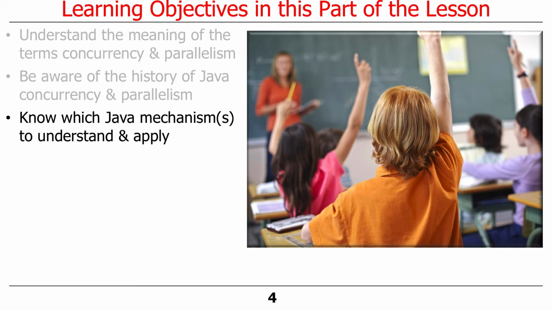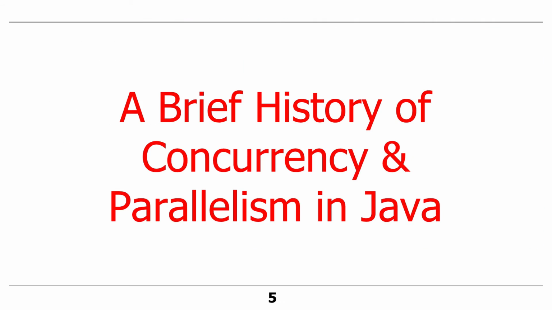And then I'll also summarize everything by talking about which mechanisms for concurrency and parallelism to apply and when, and which ones you need to understand. So if you want to make a choice, you have to choose between multiple competing options. What would be your decision criteria? Let's first start by talking about a little history.